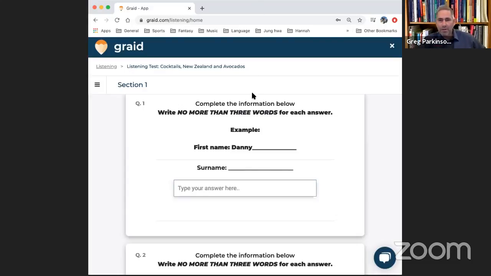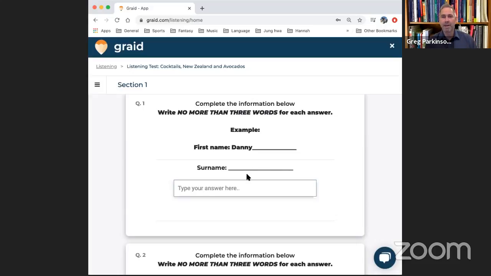So we're told that we have to complete the blanks using no more than 3 words. Now the first one is first name Danny and then surname. A synonym for surname, we might hear something like family name, right? Now, often the surnames used on the IELTS test will be of more British origin. So you might hear names like Smith or Jones. Jones is Welsh, but anyway, so sort of common names that you might hear in Britain or America.